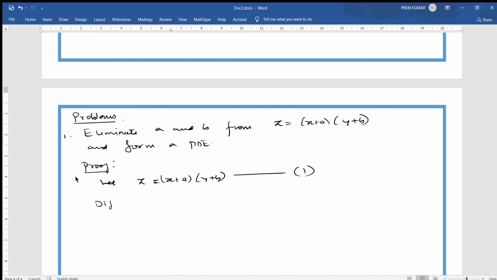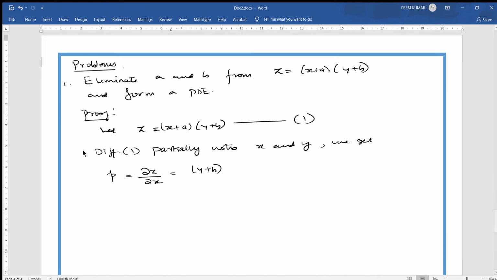You just simply differentiate 1 partially with respect to x and y. So first you differentiate 1 with respect to x, so what happens? Dou z by dou x equals, differentiating with respect to x, I get y plus b, and this is nothing but p, and this equation I name it as 2. And differentiate with respect to y, what I get? Dou z by dou y equals x plus a, that is nothing but q.